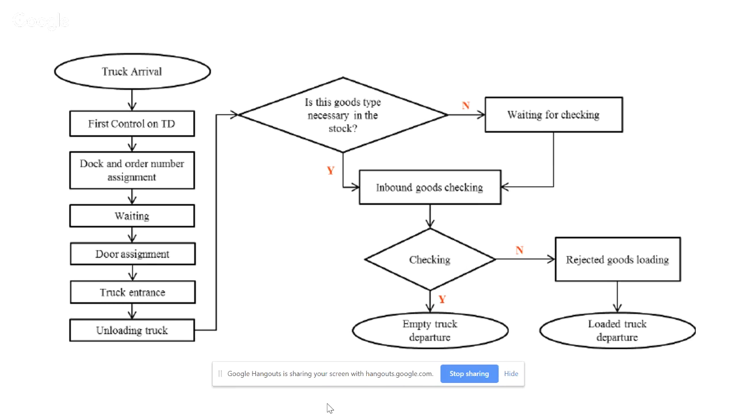So the next step is then you unload the truck. What you have to do is inspect the goods. Is this goods type necessary in the stock? If yes, it goes to inbound goods checking. If not, it has to wait for checking. Where does it wait? Who's responsible for waiting? Who's responsible for actually checking if it's necessary? Then if it goes inbound and goes to checking, who does it? How is it being done? Rejected goods are loaded onto the truck and then it departs. Or if everything is fine, then the empty truck departs. Who communicates to the empty truck to depart?